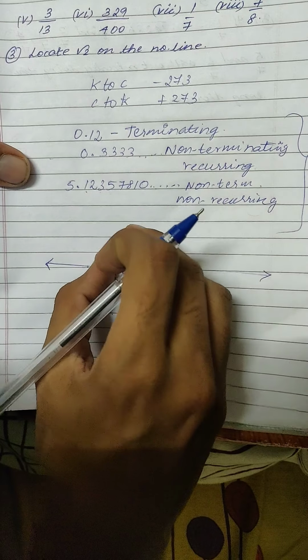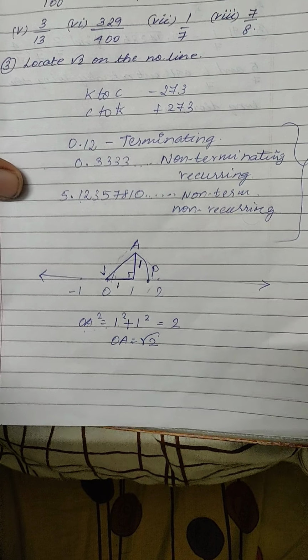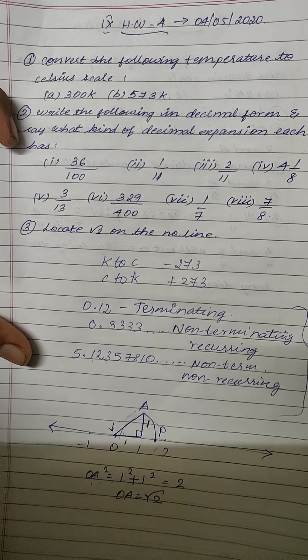This OA is being extended down, so obviously P will also represent root 2 on the number line. So this is how you have to do homework number 4. I think you can complete this.